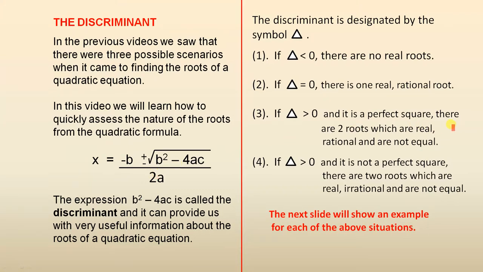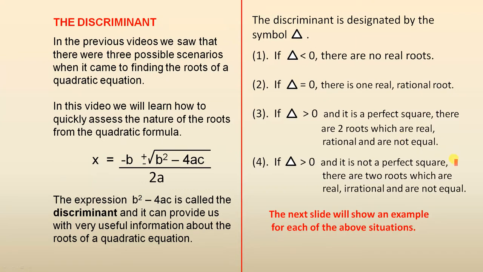If the discriminant is greater than 0 and it is a perfect square, there are two roots which are real, rational, and are not equal. For example, if the number under the square root sign, that is the discriminant, let's say it's 36, the square root of 36 is 6. And that's why there are two roots which are real, rational, and are not equal.